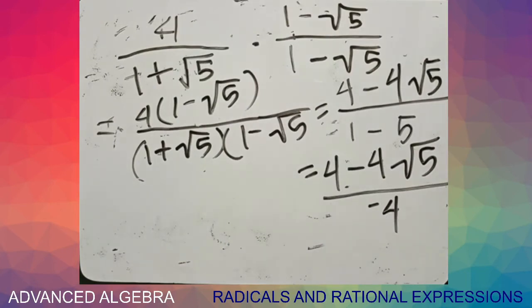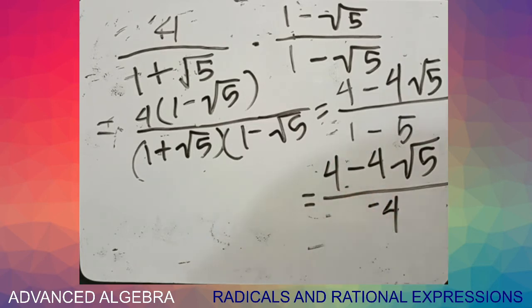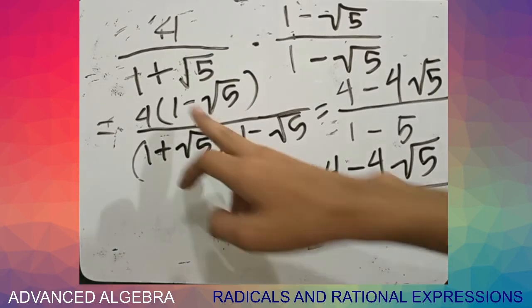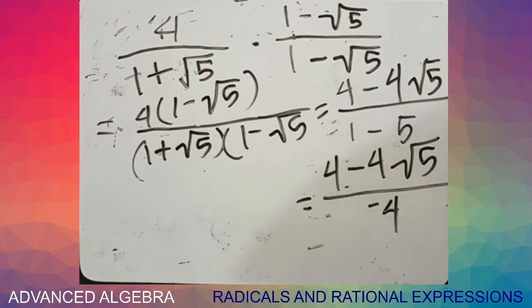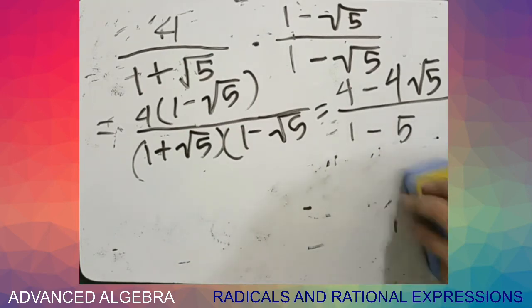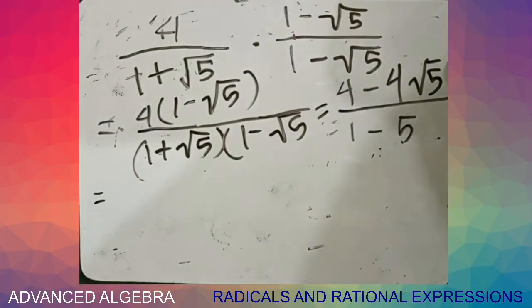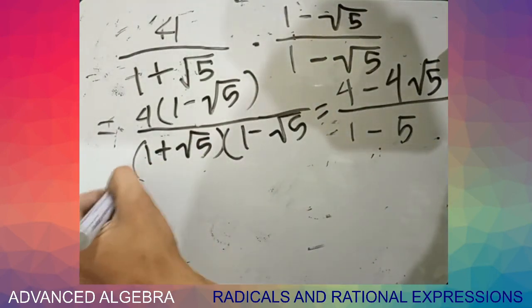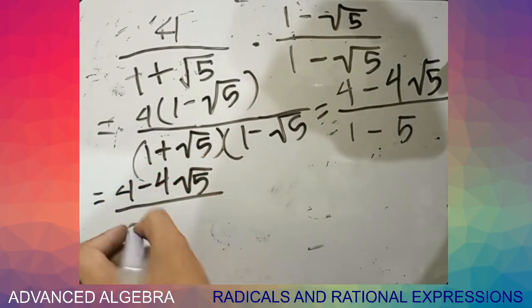So, ano kayang sagot? Okay, ngayon pwede pa natin siya i-simplify. So, balik lang natin dito sa una. Hindi kasi kasya doon sa ating board, ay lipat natin to. Pakita ko na lang ulit. So, 4 minus 4 the square root of 5 divided by negative 4.